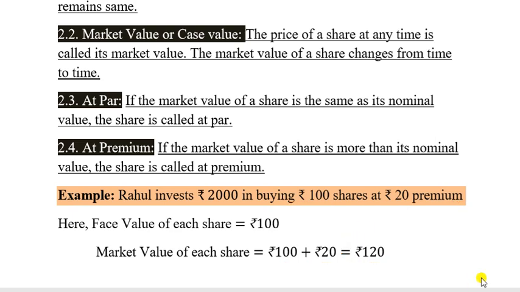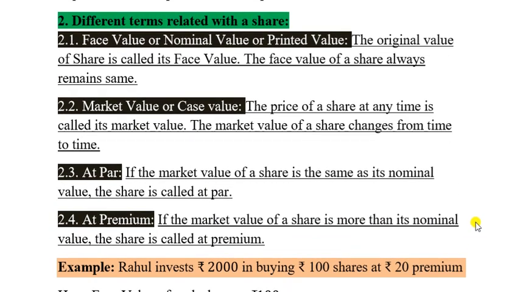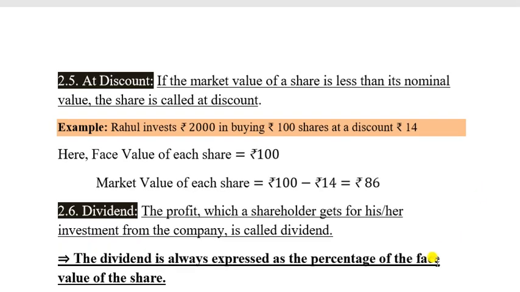Now next we are going to see discount. At a discount, we have to subtract, and the market value will be less than its nominal value. Here again, the face value is 100 rupees but the discount is 14 rupees, which means we have to subtract this 14 rupees, and then only we will get the market value.